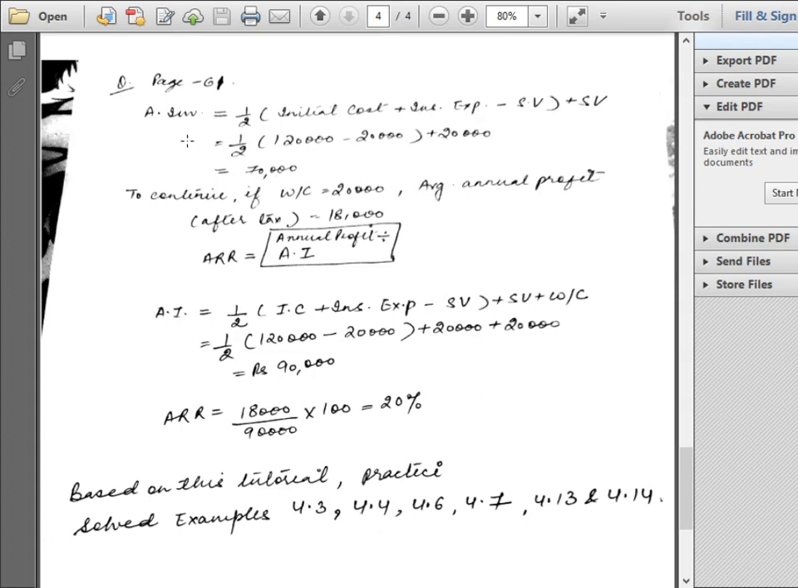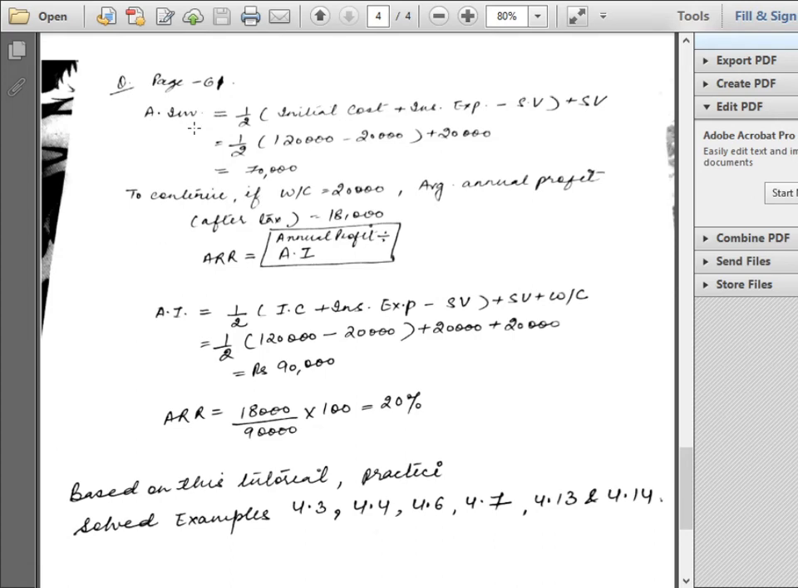So here we have to calculate ARR, and the formula of ARR that we have discussed was ARR is equal to annual profit after taxes divided by average investment in the project multiplied by 100. In this case, we have to calculate the numerator and the denominator. First we will be calculating the denominator, which is average investment.